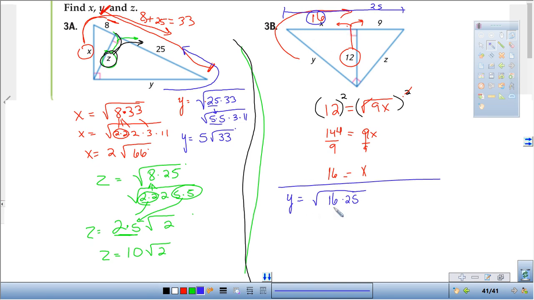So this one right here, guys, if you can see this, breaks down to a 4 and a 4. This one breaks down to a 5 and a 5. So the square root of y, y is equal to, this comes out, and that's it. Y is equal to 20.